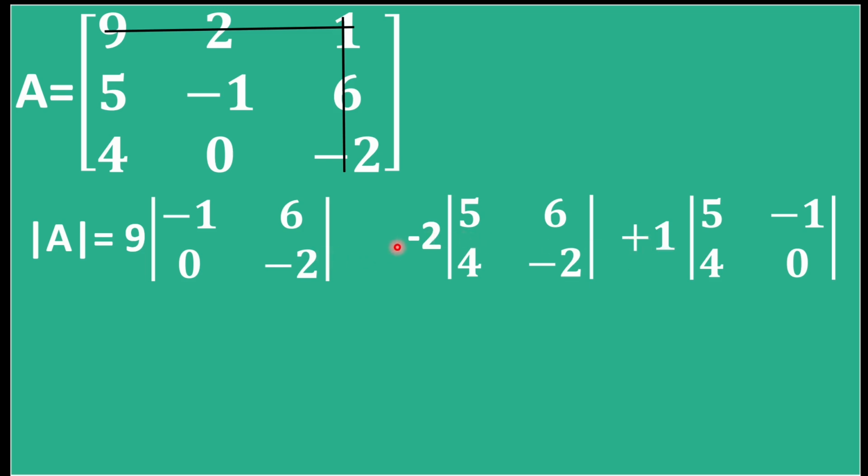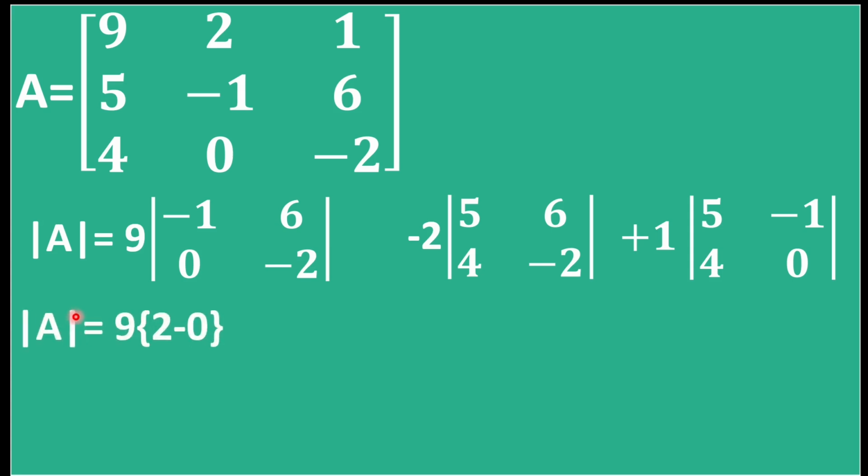So where does this minus and plus come from? Please remember, for the first element, that is A11, we will always write plus. Then minus, plus, minus, plus, minus, plus. So we will run the series like this. So this is by the formula, and now we will evaluate all these values.